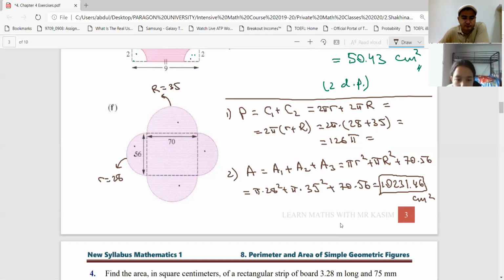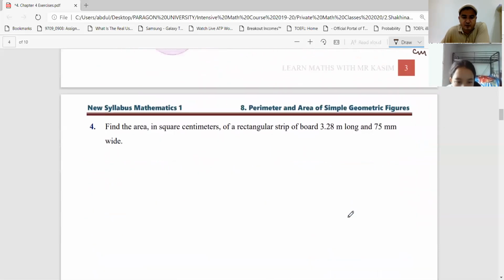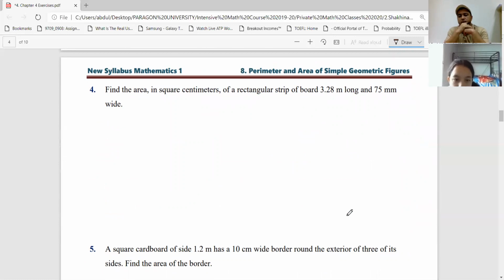Okay, Shahina. Good. Read the next problem. Find the area in square centimeters of a rectangular strip of board, 3.28 meters long and 75 millimeters wide. Okay. How do you find this? It says area in square centimeters, right? So you should be careful with the units. Here we have meters, here we have millimeters. The answer is in square centimeters.